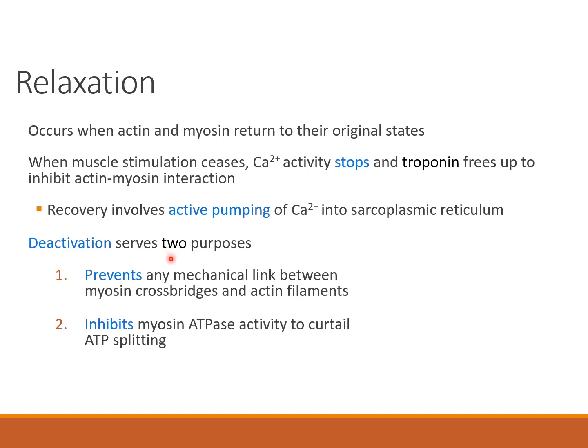The deactivation serves two purposes. One, it prevents any mechanical link between myosin cross bridges and active filaments. So we are detaching all of the myosin from the actin. And two, it inhibits myosin ATPase activity to curtail ATP splitting. Essentially, you're stopping the enzyme that breaks down ATP from continuing to break down ATP, right? You want that ATP energy release to stop so that you're not continuing to attach myosin onto actin over and over and over when you're trying to relax your muscle.